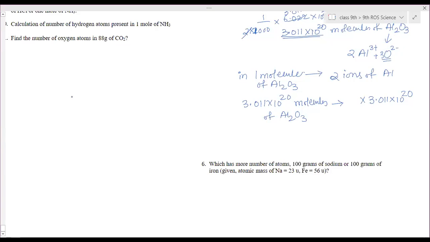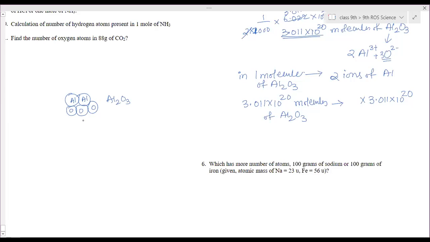That one Al2O3 is a molecule, combined by ions. So how many ions are combined? 2 Al and 3 oxygen. That is the reason it is Al2O3. This is one molecule. In one molecule, how many aluminiums are present?